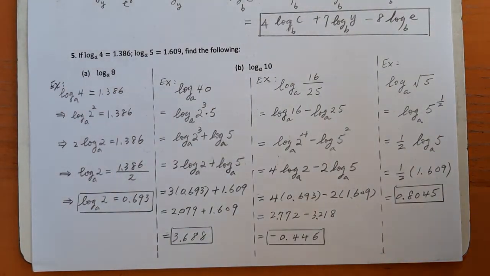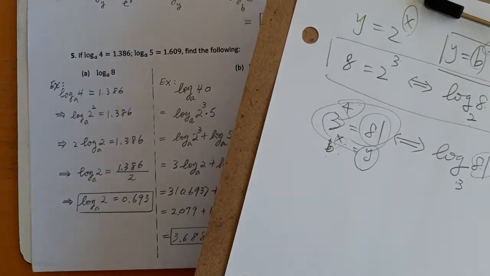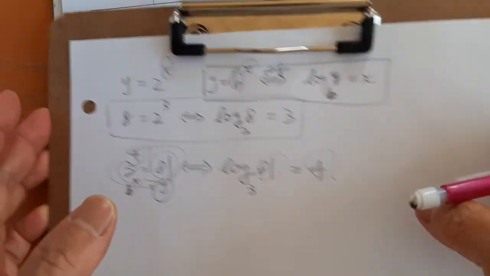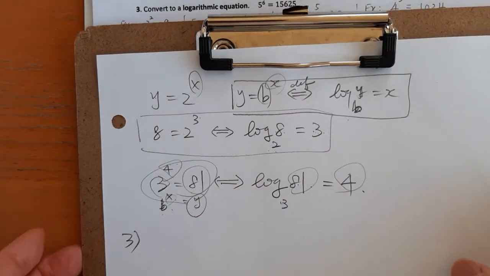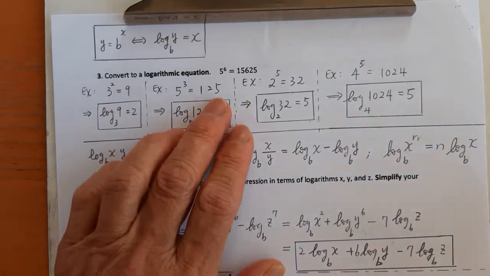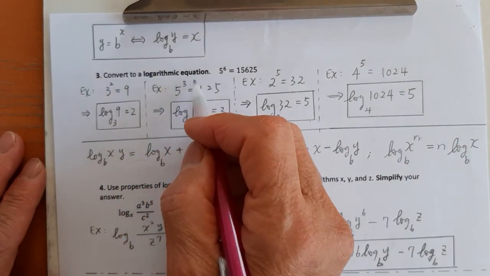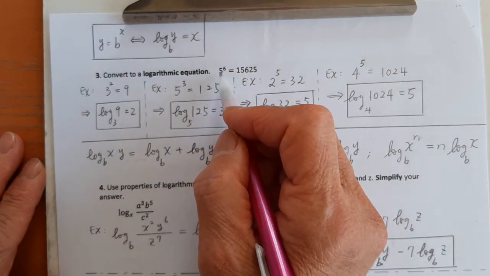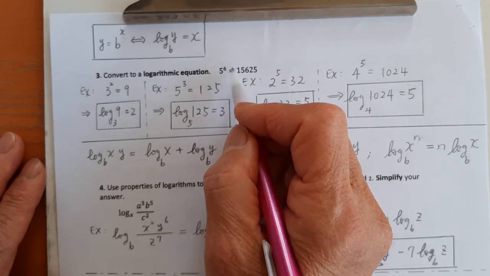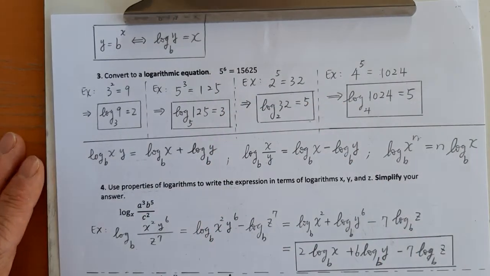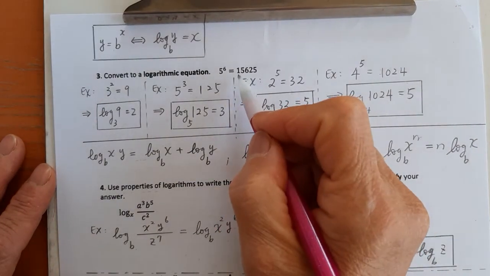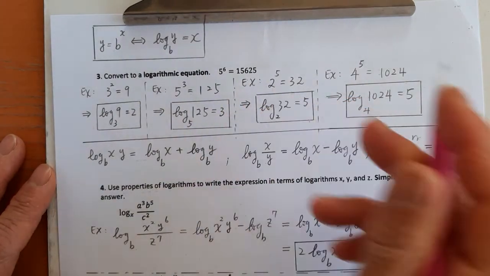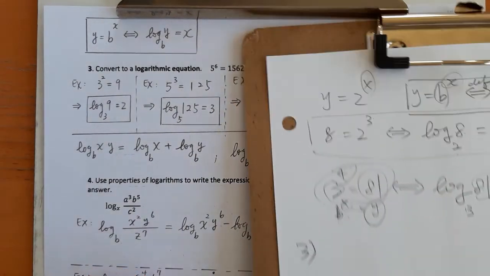So let me give you some examples. This one is question 3 of your homework: convert to a logarithmic equation. Given the exponential function 5 to the power 6, which is 5 times 5 times 5, six 5s multiplied together, equal to 15625. That's your homework question. So let me give you one example.